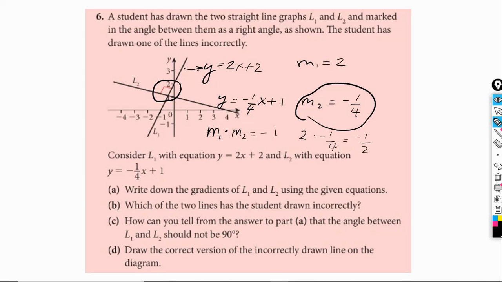So, what would be the correct gradient? Well, the correct gradient for the second line should be negative 1/2. Why? Because negative 1/2 times 2 will equal negative 1.